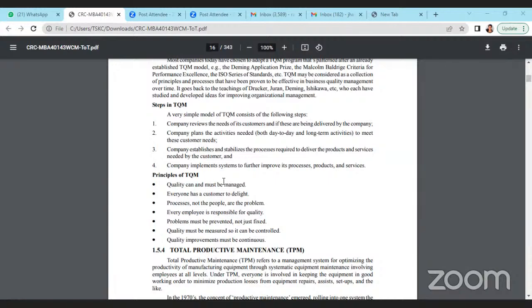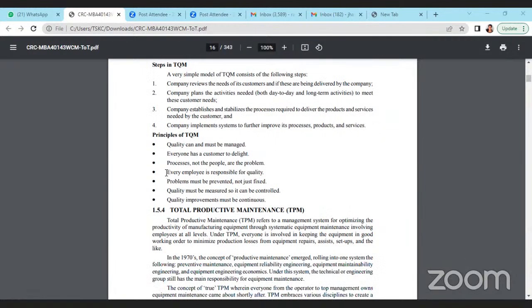Principles of TQM. Quality can and must be managed. Everyone has a customer to delight. Without quality, there is no product that will be sustained in the market, and every customer has to be delighted. Fix the processes, not the people: people should not be changed, the product or process should be changed. That is the problem.